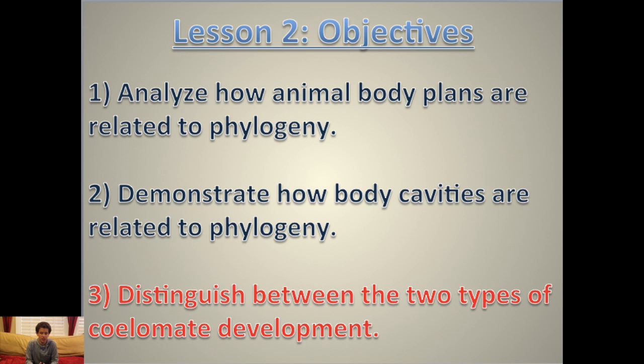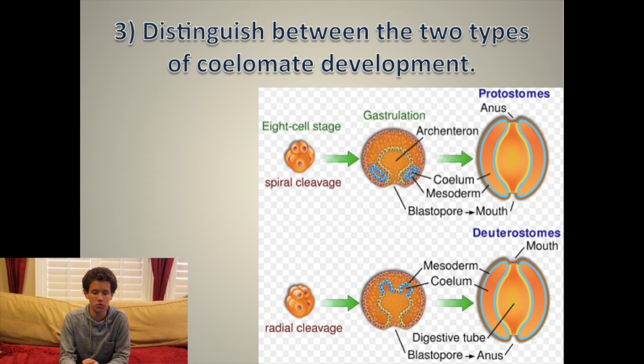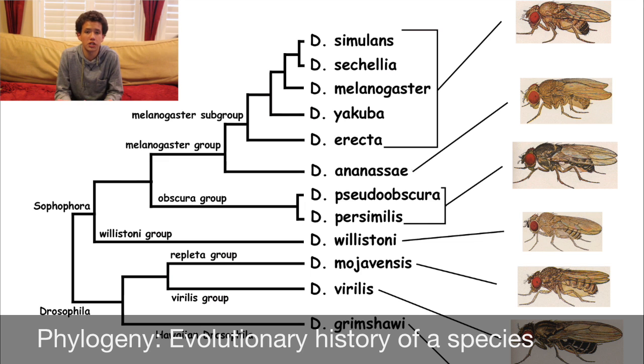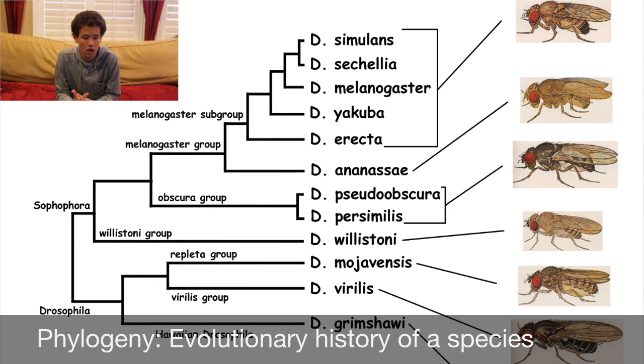The third objective is to distinguish between the two types of coelomate development. The two types are protostomes, where the mouth develops from an opening in the gastrula, and deuterostomes, where the anus develops from the opening of the gastrula. So phylogeny is the evolutionary history of a species based on comparative relationships of structures and comparisons of modern life forms with fossils. Basically, it's like a family tree of an animal, so the roots of that animal.